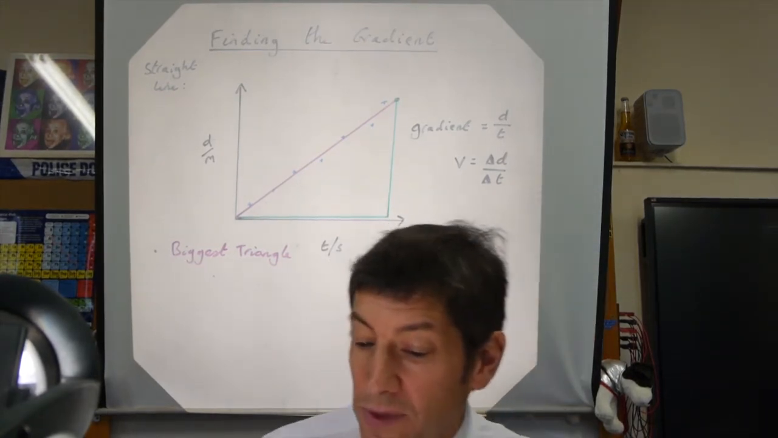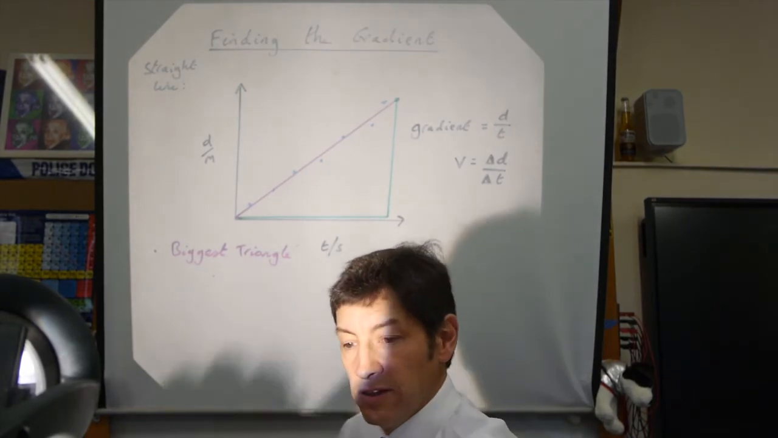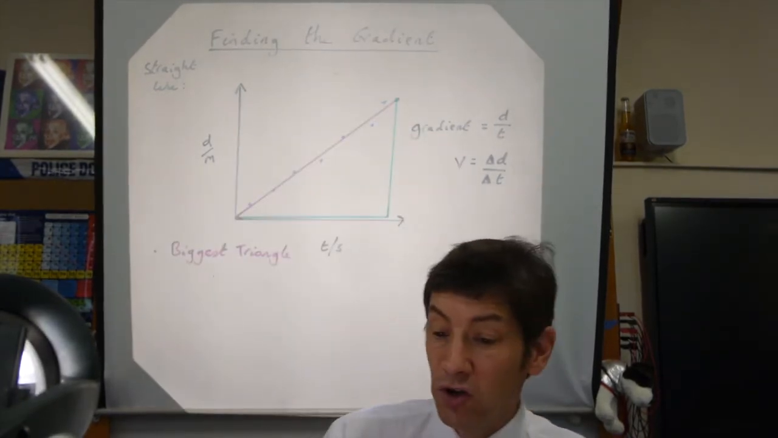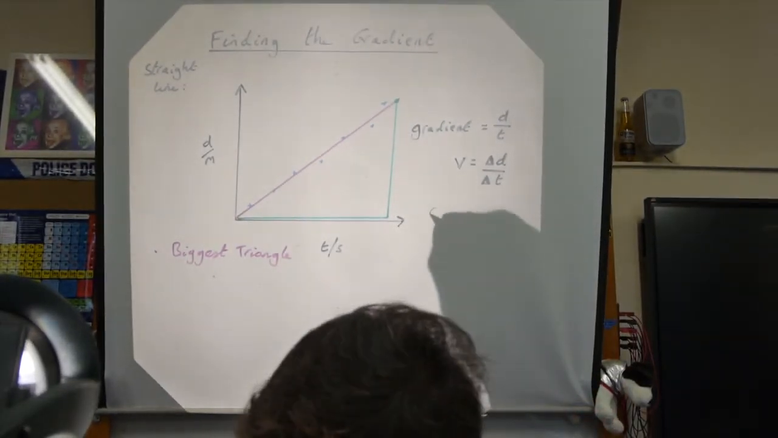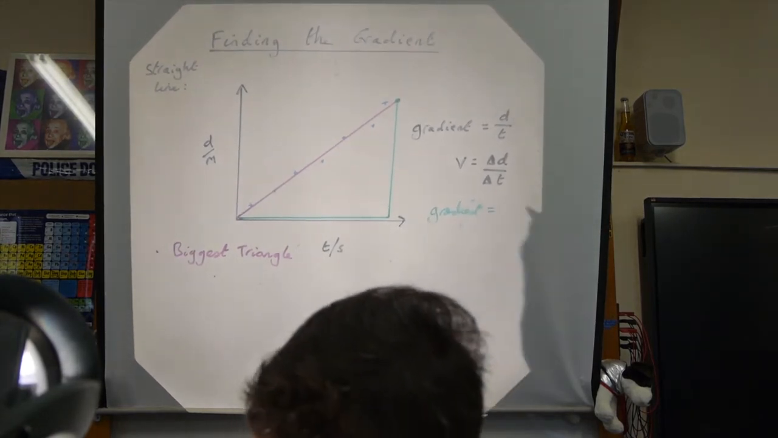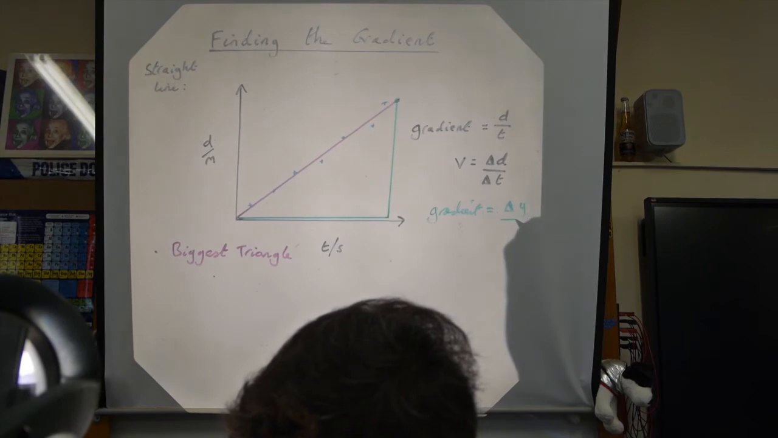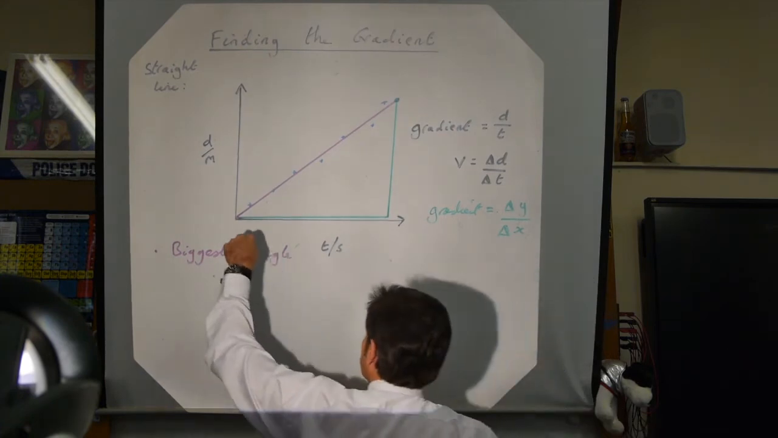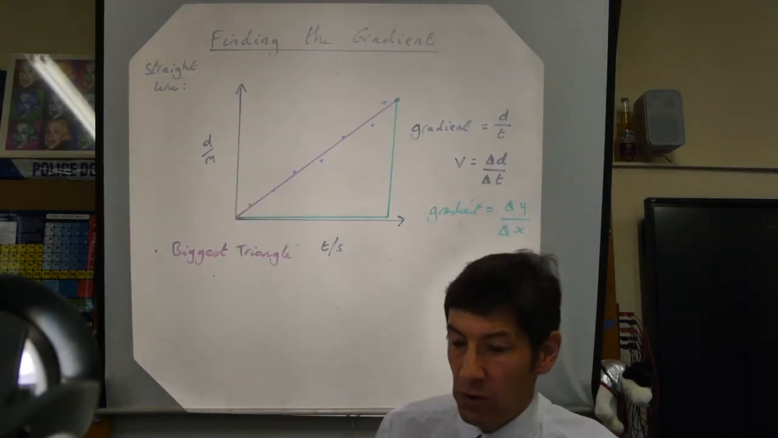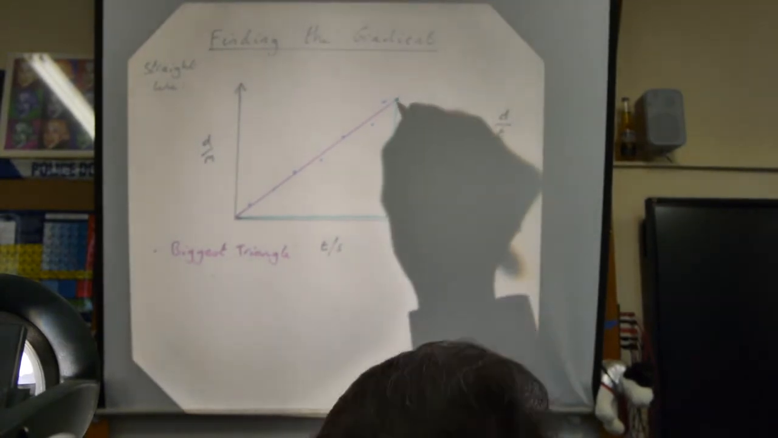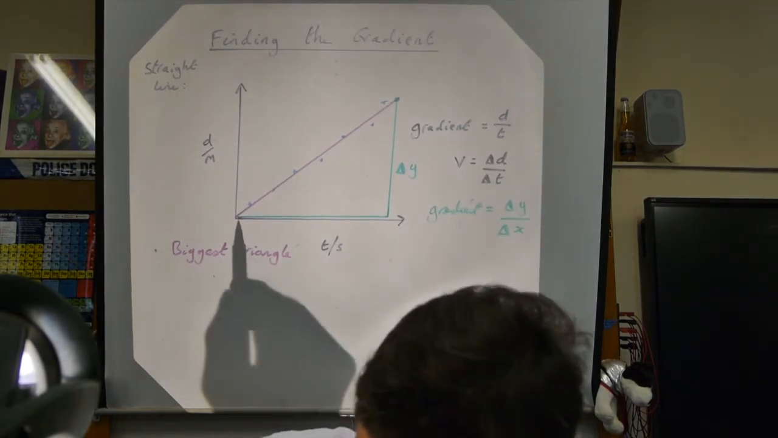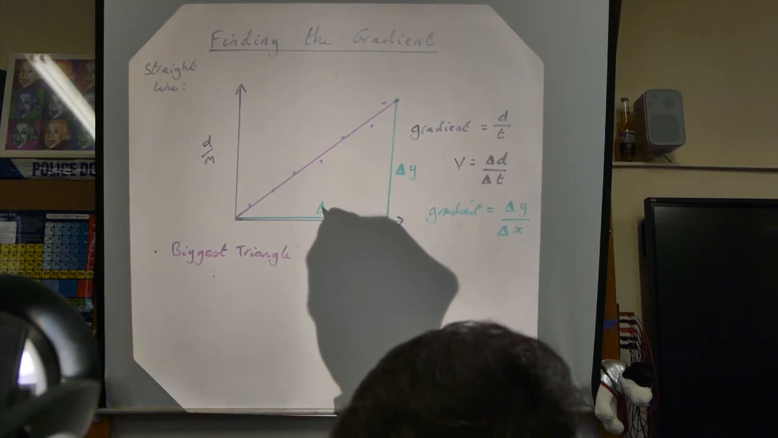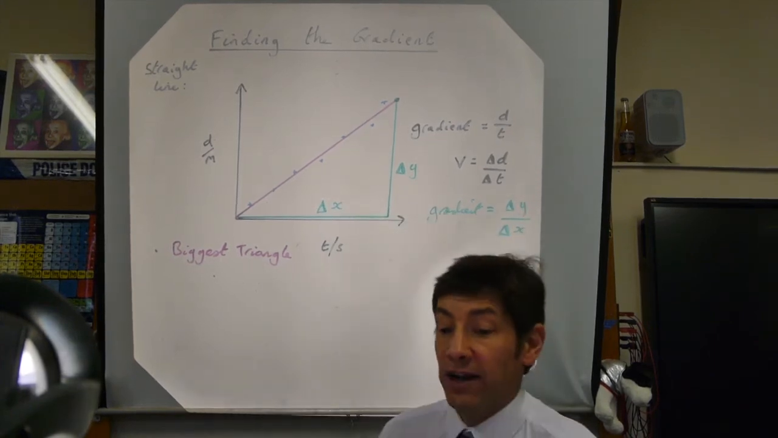So then what you do is you divide the change in how much you've gone up by the change across. So I'll rewrite this as, the gradient is equal to the change in the y value divided by the change in the x value. Some teachers call this rise over run. So here we go. We've gone from this point to that point. What change in y value is that? And we've gone from this point to that point. What change in x value is that?